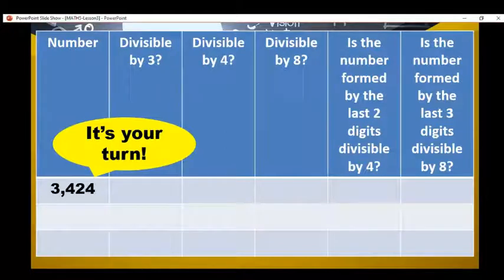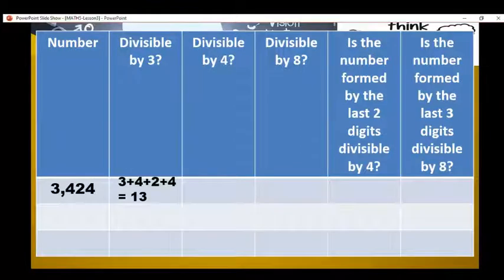Time is up. So I guess everybody is done answering our letter B activity. So the given number is 3,424. We need to find out if it is divisible by 3 by adding all the digits of our given number. So 3 plus 4 plus 2 plus 4.